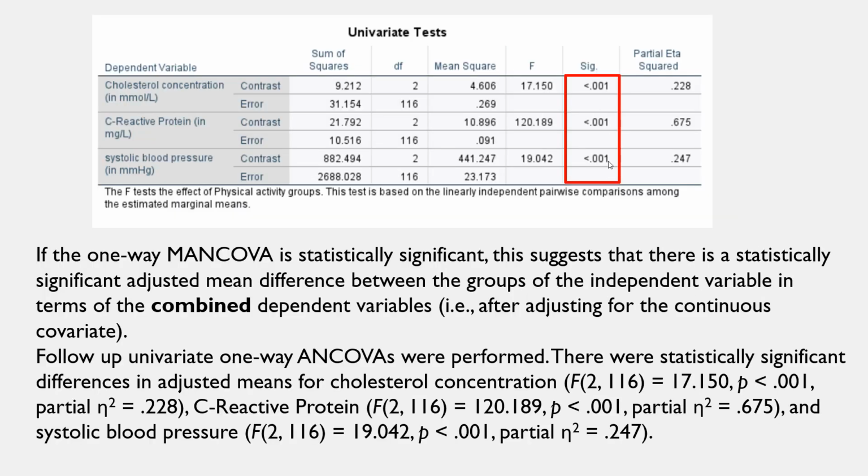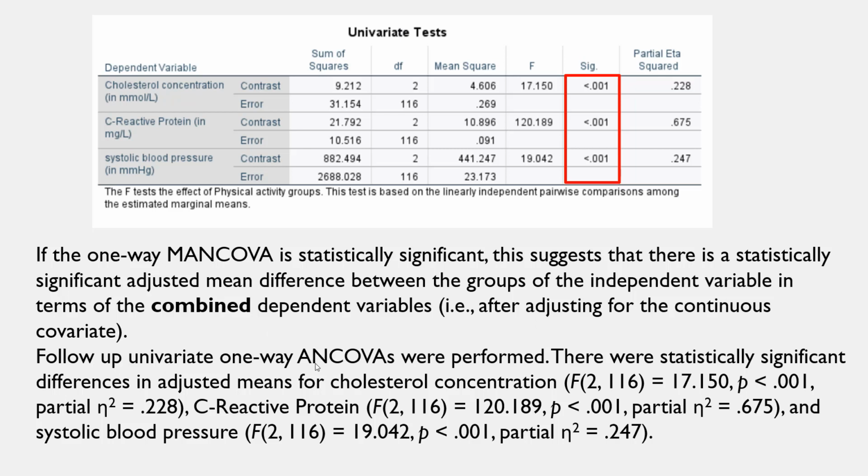We look at the univariate test, and we see that for the cholesterol across the groups, C-reactive protein, and systolic, there were significant differences. So if the one-way MANCOVA is statistically significant, this suggests that there is a statistically significant adjusted mean difference between the groups of the independent variable in terms of the combined dependent variable, i.e. after adjusting for the continuous covariate.